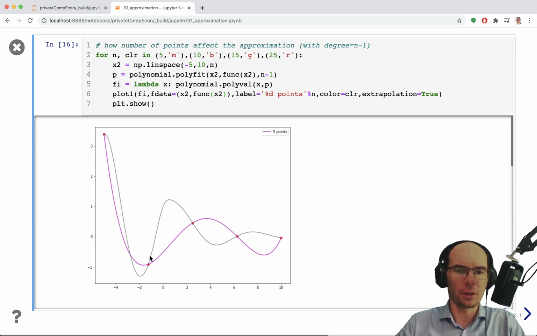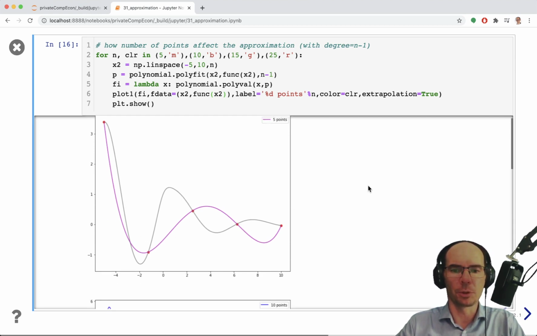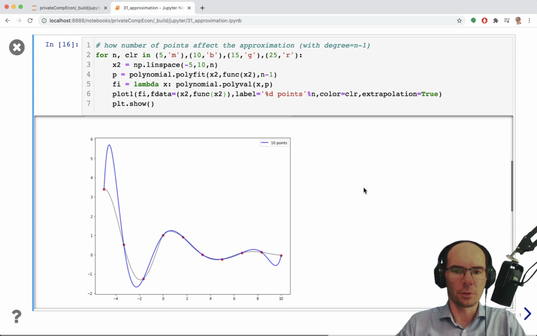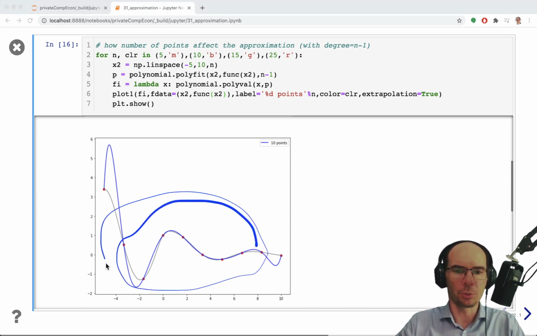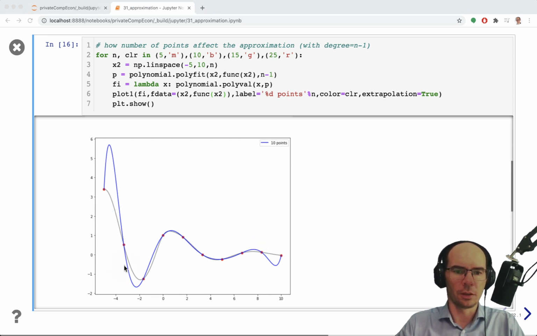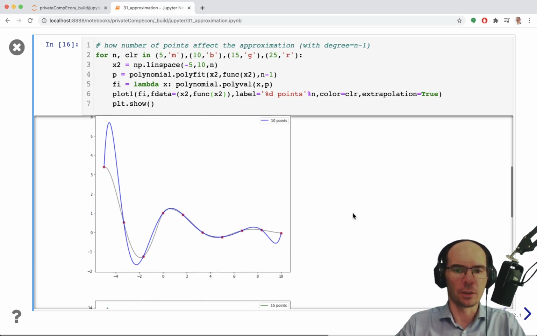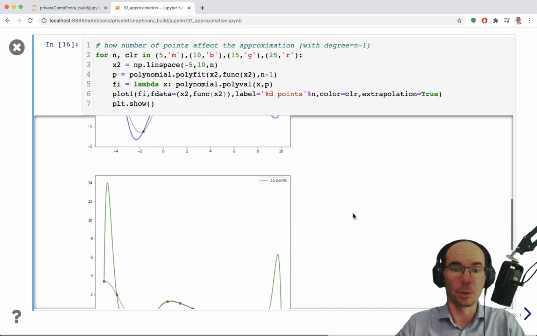But you can see that even the general shape is not really repeated well. Let's go to 10 points, and you can see now that in the middle here, the approximation is pretty reasonable. Again, it does something sort of unexpected at the ends of the intervals, but other than that, it's looking promising.